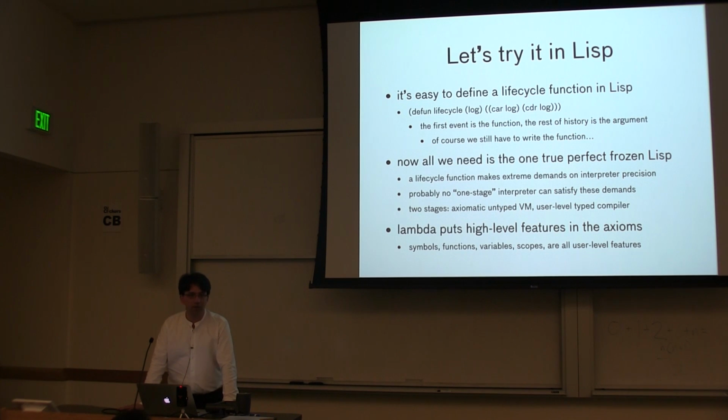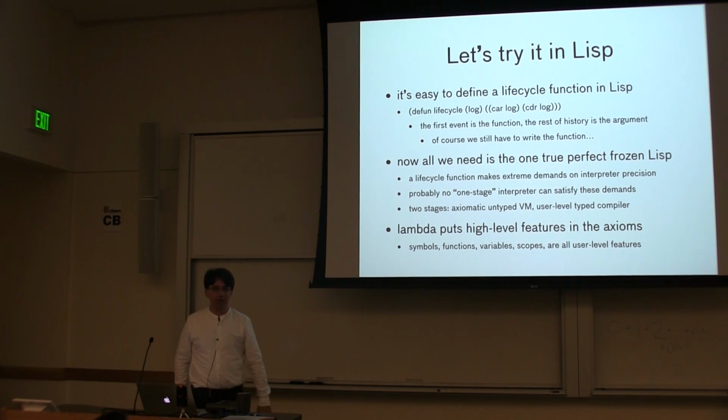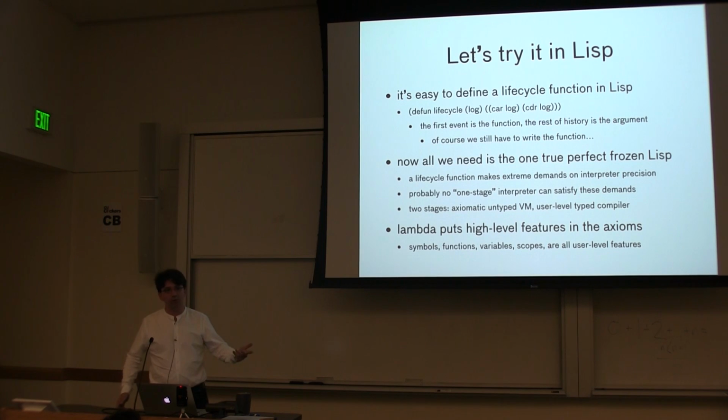Probably a lot of Lisp fans in the audience. Let's try doing this in Lisp. It's actually easy to define a lifecycle function in Lisp. You simply say, okay, the first event in the log is my operating system, and all the rest of the log is the rest of the events. So run the operating system on the rest of the events. You still have to write the function, but okay, you've made progress. And now all we need is the one true Lisp. I think all Lisp needs is the one true Lisp.